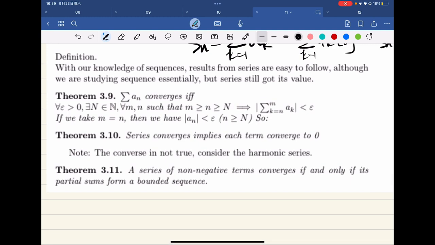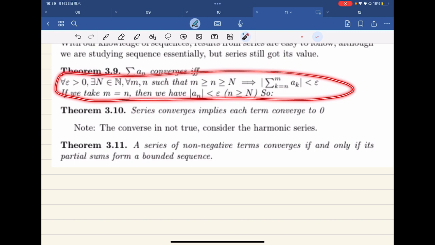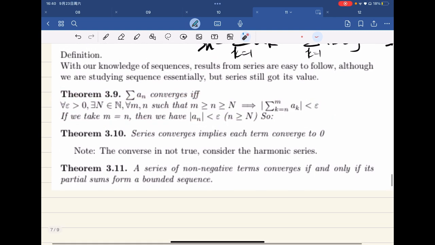And here are three theorems. The first one says that, okay, the sum of a n converges if and only if the Cauchy criterion holds. This is basically Cauchy, right? This is basically S m plus 1 minus S n minus 1, or whatever.